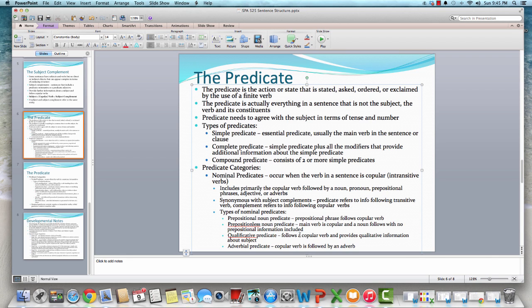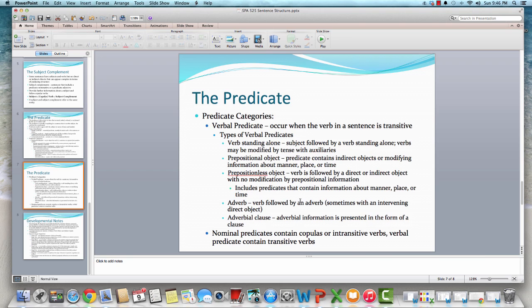The qualitative predicate follows a copular verb and provides qualitative information about the subject. The fish is absolutely delicious. She seems a little shy. And then the adverbial predicate, in which a copular verb is followed by an adverb. It is not here. The airplane appears far away.